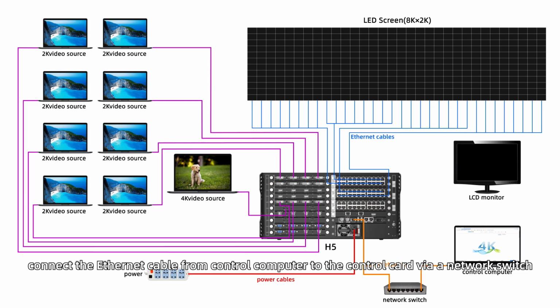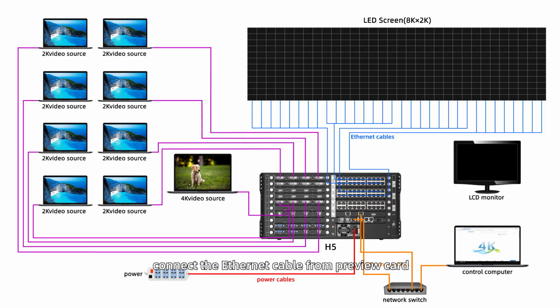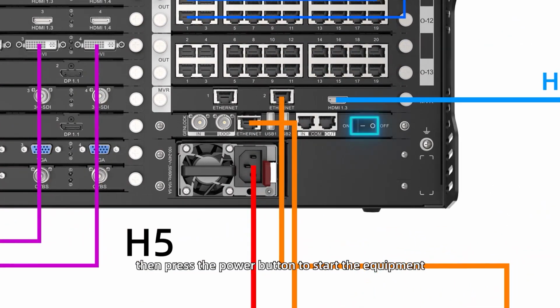Connect the Ethernet cable from the control computer to the control card via a network switch. Connect the Ethernet cable from preview card to the network switch, and HDMI signal could go to an LCD monitor. Then press the power button to start the equipment.